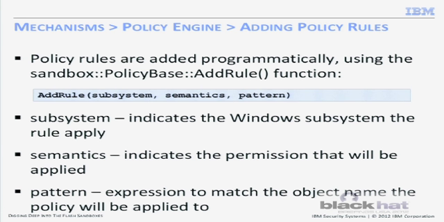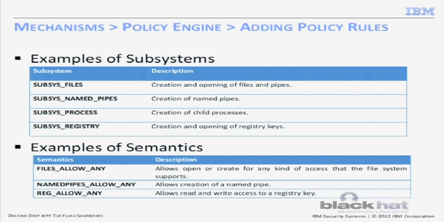This function takes three parameters: a subsystem, which indicates the Windows subsystem the rules will apply to; semantics, which indicates the kind of permission that will be applied; and pattern, which is a string expression that will be matched to the file name or registry name or whatever object's name, and if it matched, the policy will be applicable. So here's some examples of subsystems.